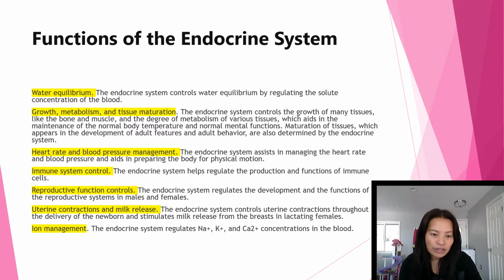Next, uterine contractions and milk release. The endocrine system controls uterine contractions throughout the delivery of the newborn and stimulates milk release from the breast in lactating females. And then the last one is ion management. The endocrine system regulates Na+ or sodium, potassium, K+, and calcium, Ca2+, concentrations in the blood.